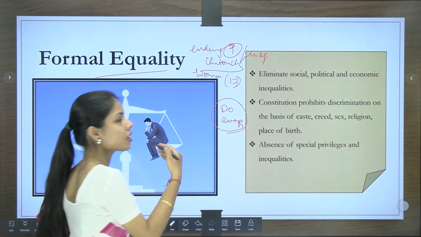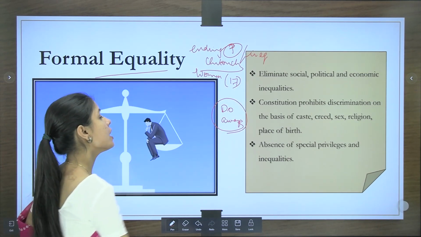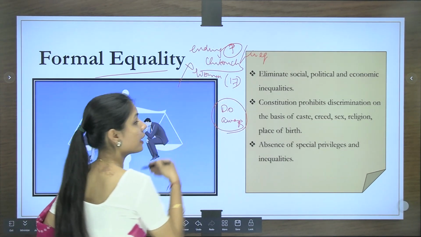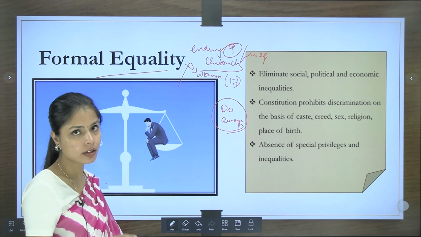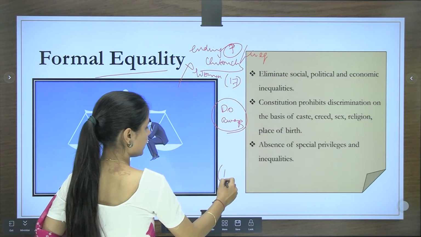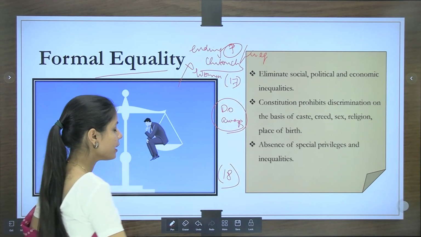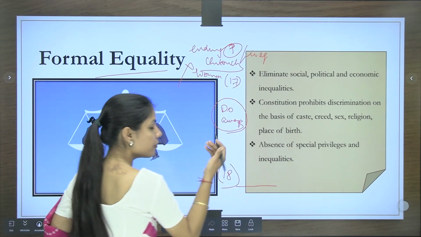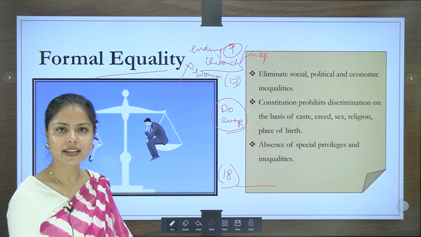जो सालों से inequalities चलती आई हैं political spheres में, social spheres में, आप पहले उसको खत्म कर रहे हैं so that there is no privilege that anybody is enjoying. So for example, we have Article 18 that talks about abolition of titles. So nobody in India can use titles, for example, Maharaja of XYZ.